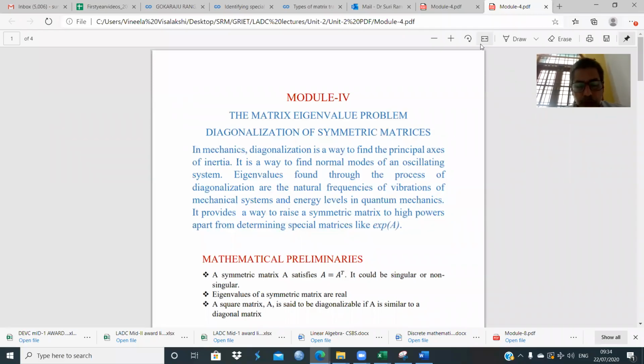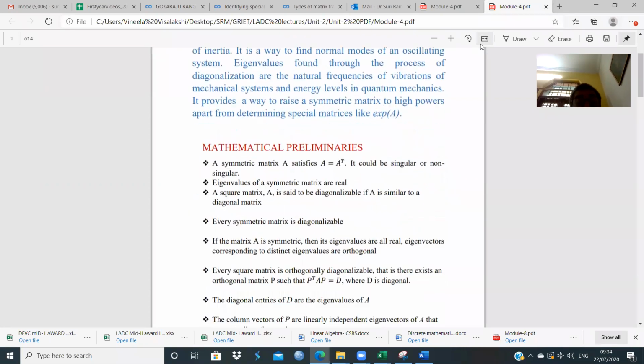Having understood the process of diagonalization, we now focus on diagonalizing symmetric matrices. Symmetric matrices play a very important role in pattern recognition problems, and therefore we need special focus on this. Now, the basic points are: the mathematical preliminaries behind diagonalization of symmetric matrices have to be understood.